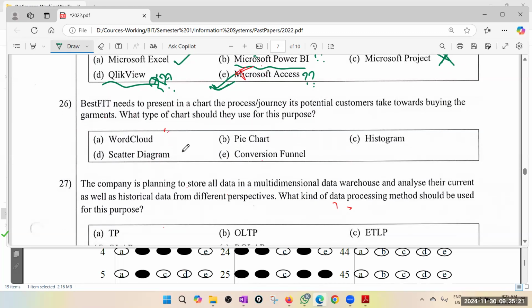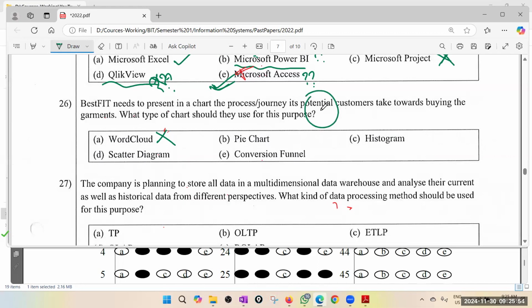Question 26, the best fit needs to be presented in a chart: the process journey its potential customers take towards buying the garments. So that is customer buying patterns. Okay. What type of chart should they use for this purpose? Word cloud, that is to identify which words are more frequently used, and so basically get an idea about which topics this site is more interested in providing information.